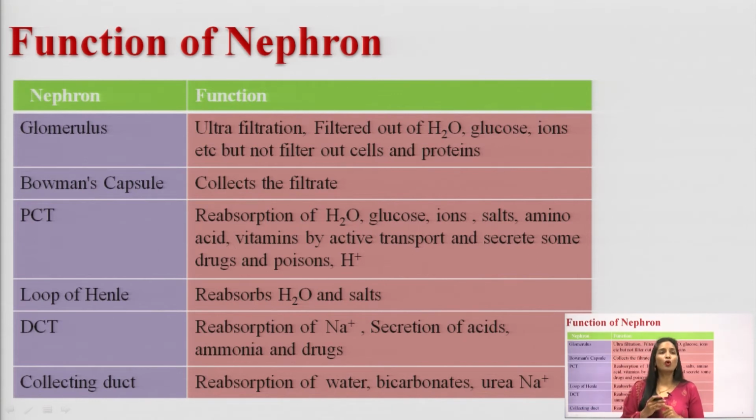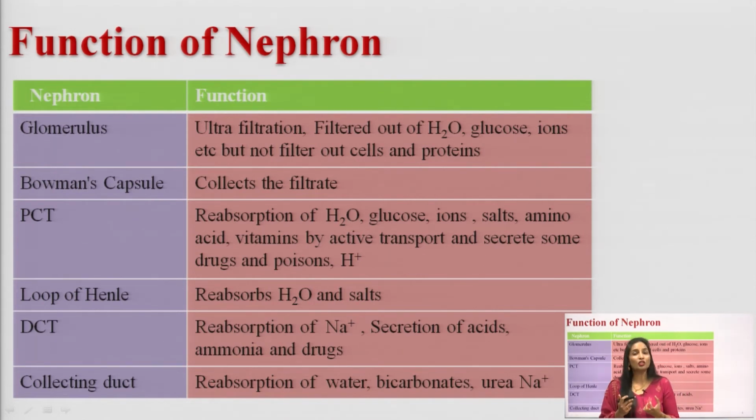And next one, Bowman's capsule. What is a Bowman's capsule? Once the fluid enters by the pressure of the blood and reaches the glomerulus, the retained particles stay inside the glomerulus, and the rest of the particles pass into the rest of the nephron, the proximal convoluted tubule, distal convoluted tubule, and the loop of Henle. So, the Bowman's capsule will collect the filtrate.